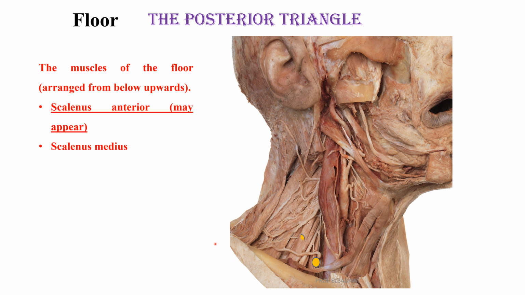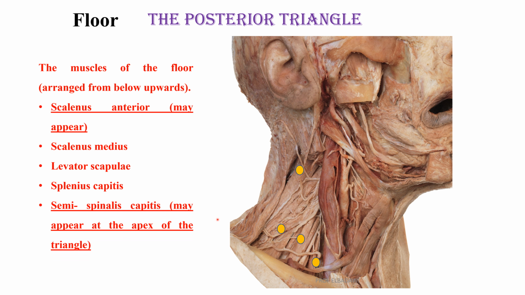Above will be the scalenus medius, and between the scalenus medius and the scalenus anterior there is the brachial plexus, the roots and the trunks. Above the scalenus medius will be the levator scapulae. More above will be the splenius capitis. At the apex, the semispinalis capitis may appear over here. In case the sternocleidomastoid and the trapezius, which reach the superior nuchal line, are apart from each other, that muscle, the semispinalis, will appear as part of the floor.